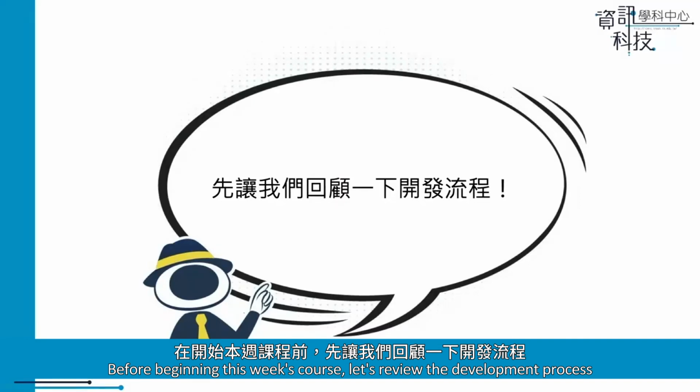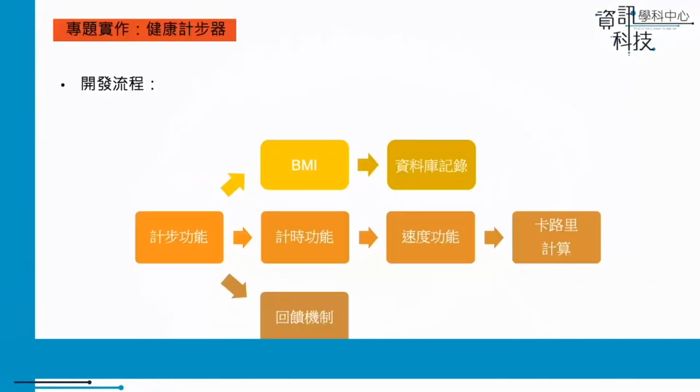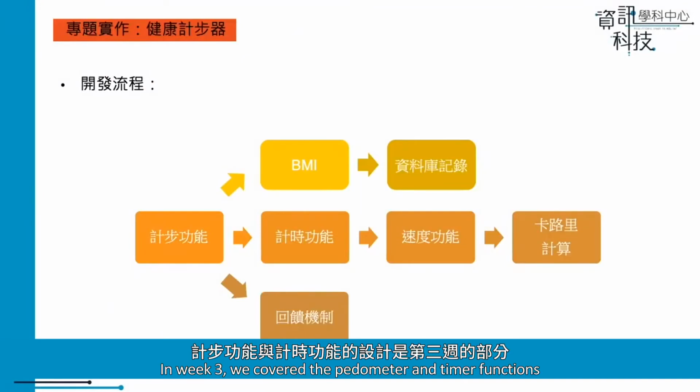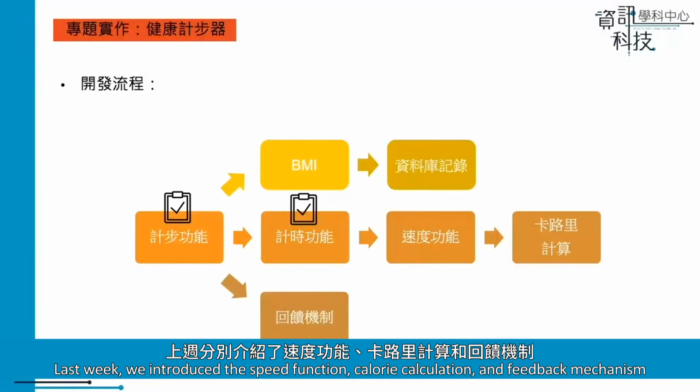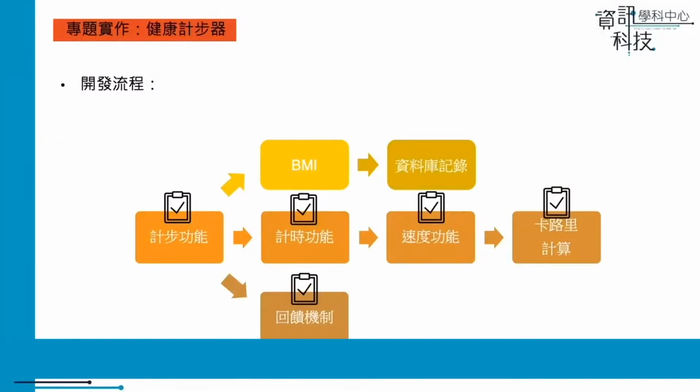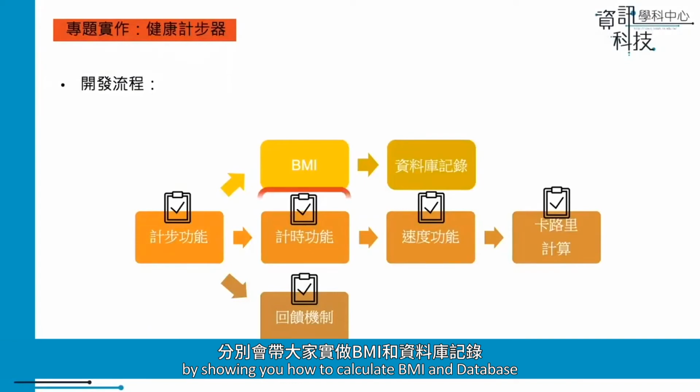Before beginning this week's course, let's review the development process. In week 3, we covered the pedometer and timer functions. Last week, we introduced the speed function, calorie calculation, and feedback mechanism. This week, we will conclude the pedometer design by showing you how to calculate BMI and database.